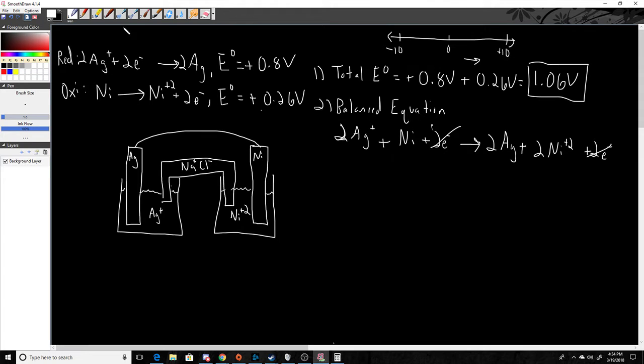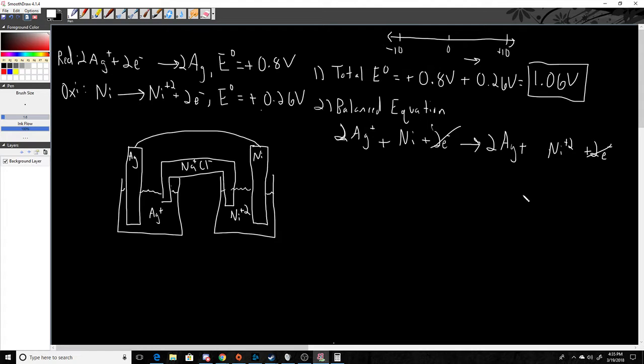Oh wait, I messed up. That 2 shouldn't be there, because there's only 1. I accidentally brought a 2 down there. So this way I can see I'm starting with a total charge of positive 2 here. I'm ending with a total charge of positive 2.